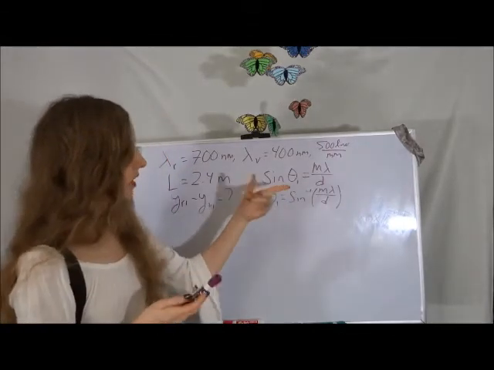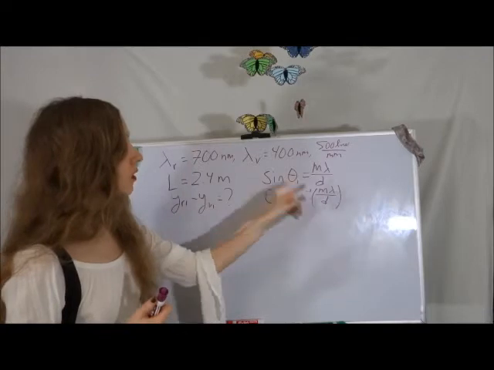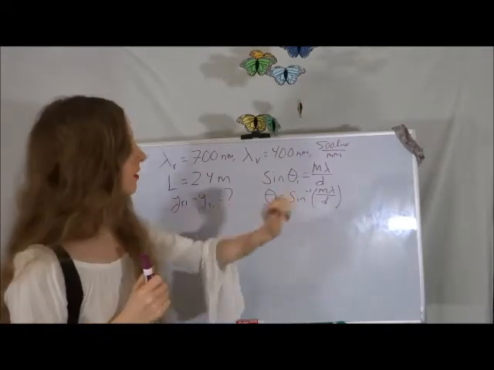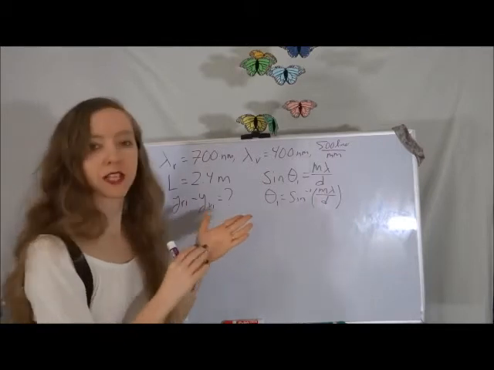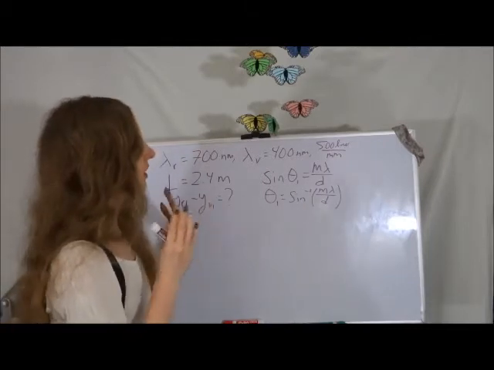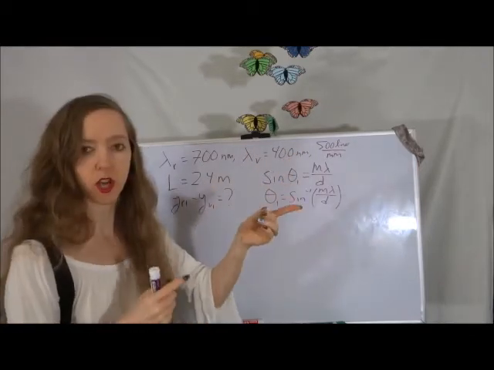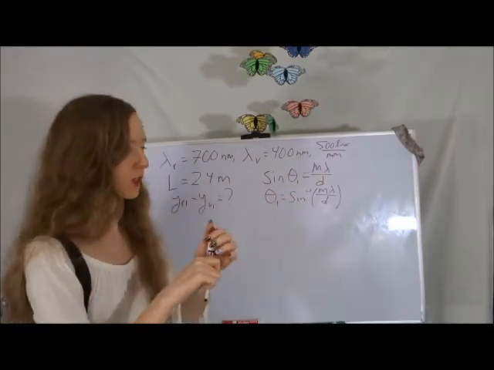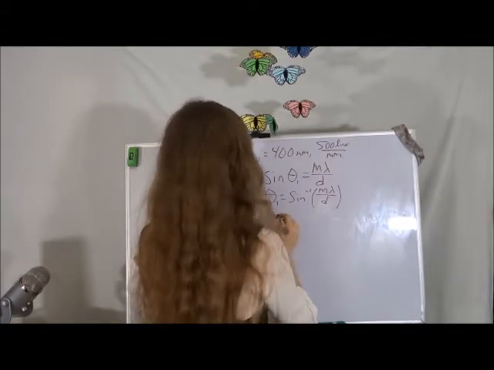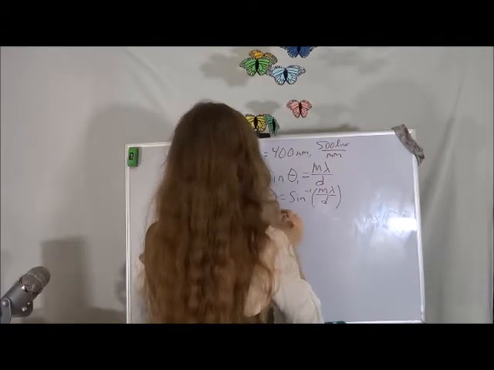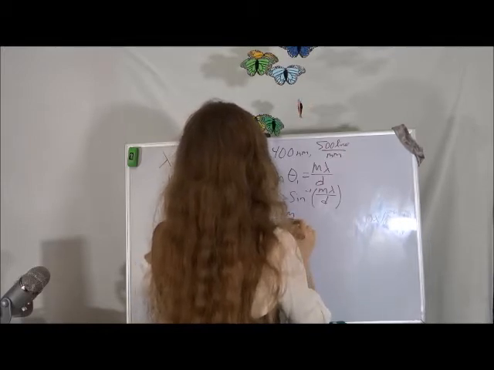Now we know what m is, it's 1. We know what lambda is in both of our situations. We don't know what d is, but we can find it using this information that we have. So if we have 500 lines per millimeter, that means for each millimeter we have 500 lines. So we can basically reciprocate this term, and that's going to give us the distance between our slits. So d is equal to 1 millimeter per 500 lines.